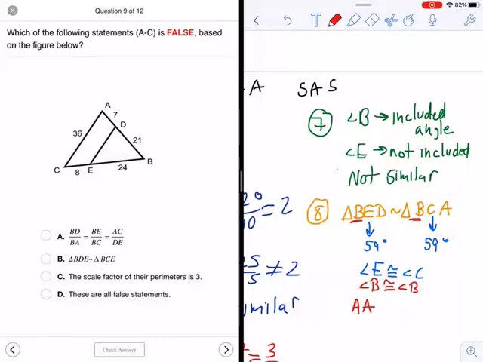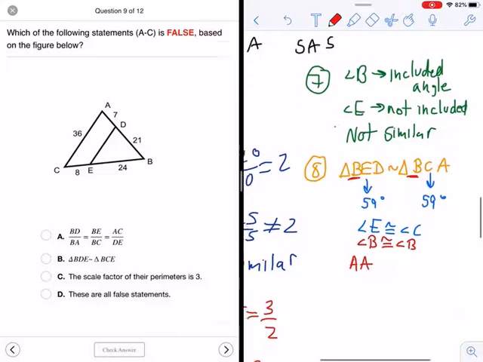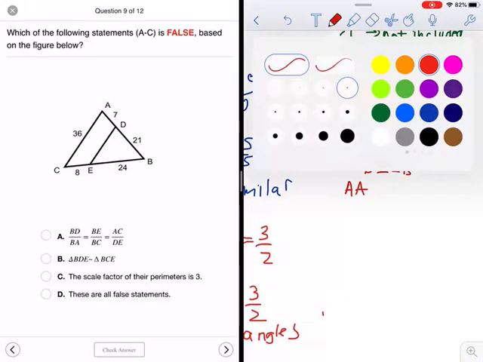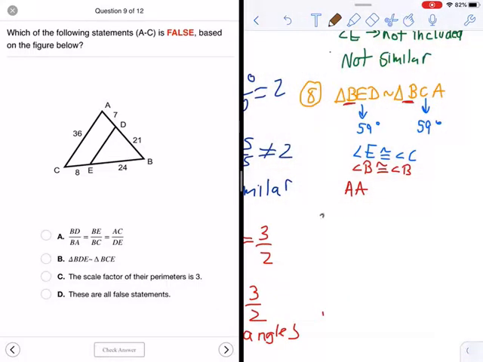All right, which of the following is false? So number 9. Let's see. Let's just go down.